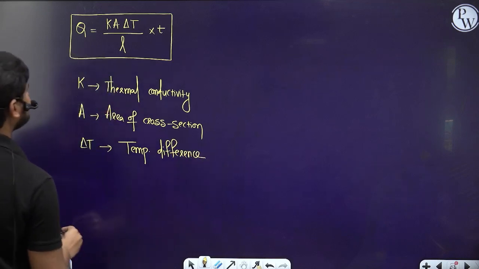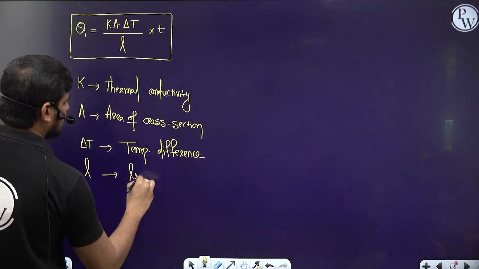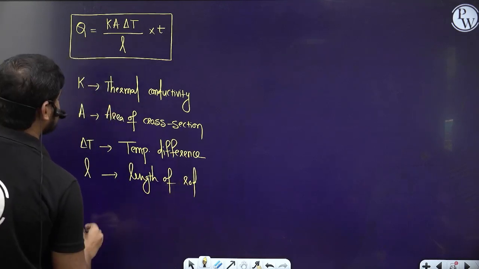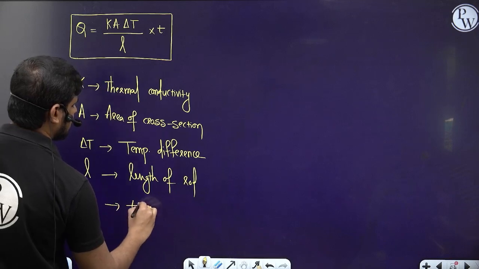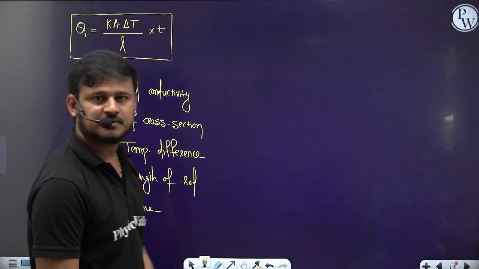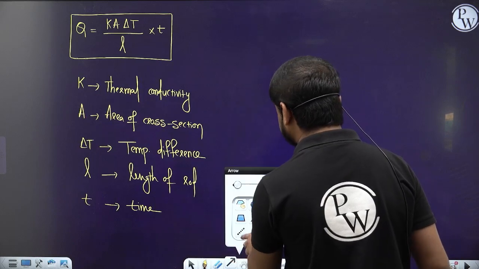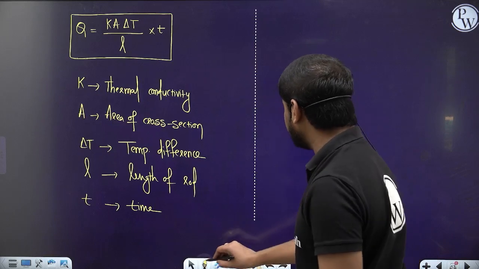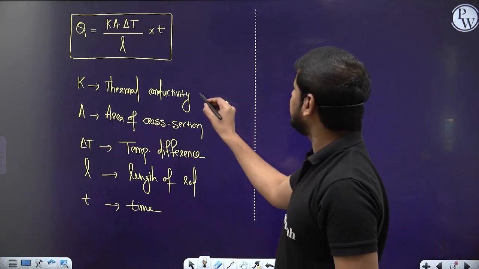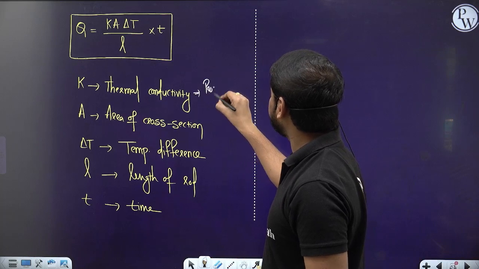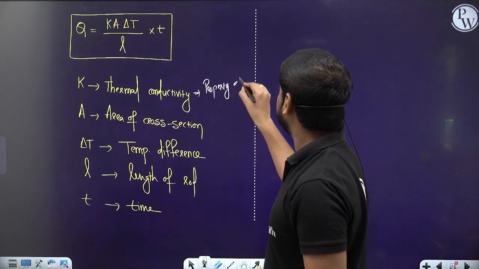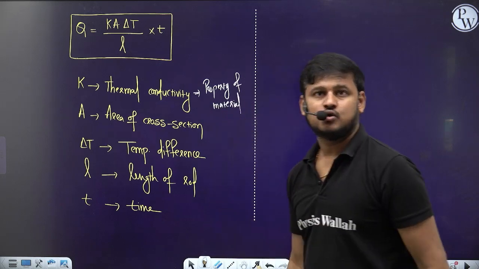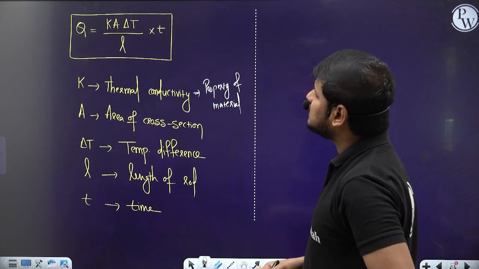And what else do we have? L is the length of the given rod, and t is the time, for how much time heat has been supplied to the body. Now let's talk about this K. K, the thermal conductivity, is a property of the material. It changes from material to material.